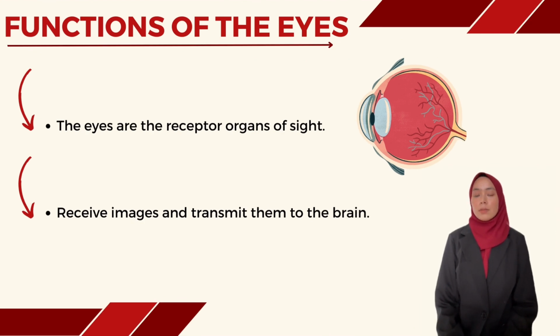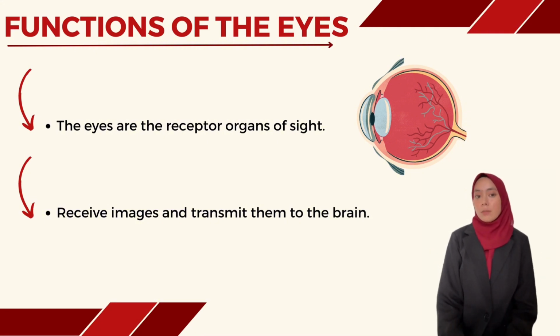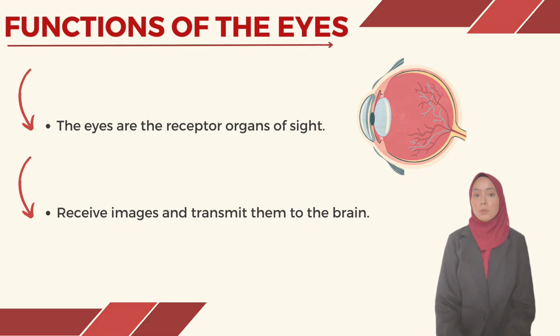Start this presentation by explaining the function of the eyes. So basically, eyes have two main functions. What are the functions of the eyes? Number one, eyes are the receptor organs of sight, which allows you to see in all directions. The second function is to receive images and transmit them to the brain.